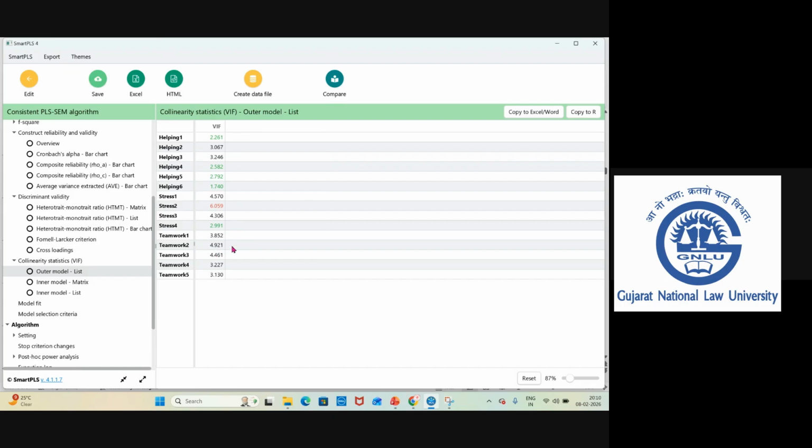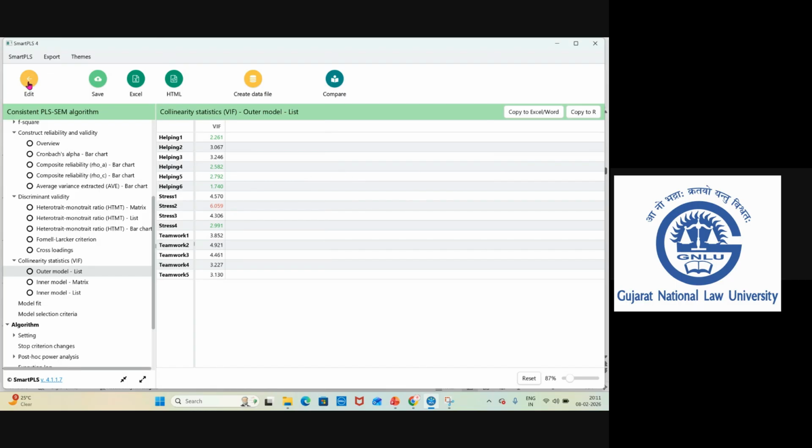This one has just crossed, and 4.44 is just near to 5. So there is one problem with one of the indicators. It is stress 2. If the VIF value is larger than the benchmark, that is greater than 5.0, we should delete this particular indicator before going for further analysis. If you don't delete it, it is going to create some problem to your data and you cannot rely on the validity of your findings.